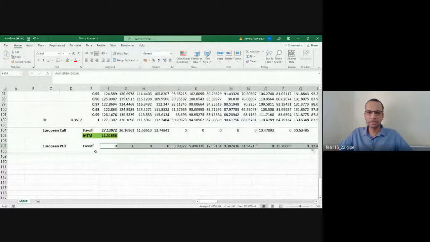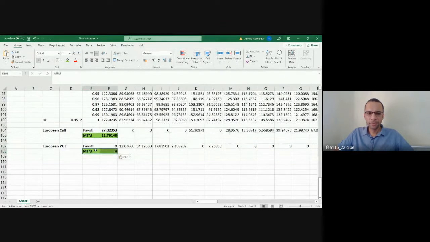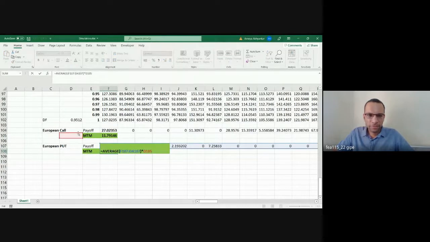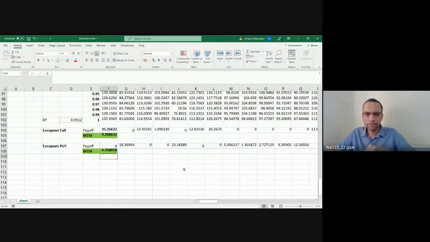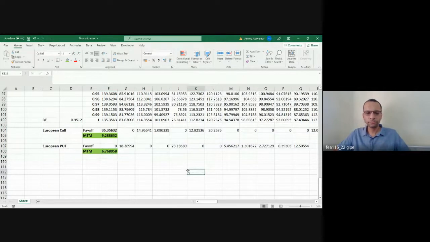And applying a similar technique, let me copy this, and I'll change the formula a bit. So this is taking the average. Now let me take this to the discount factor. So this gives me the put MTM. Now I can apply this for a barrier option as well.